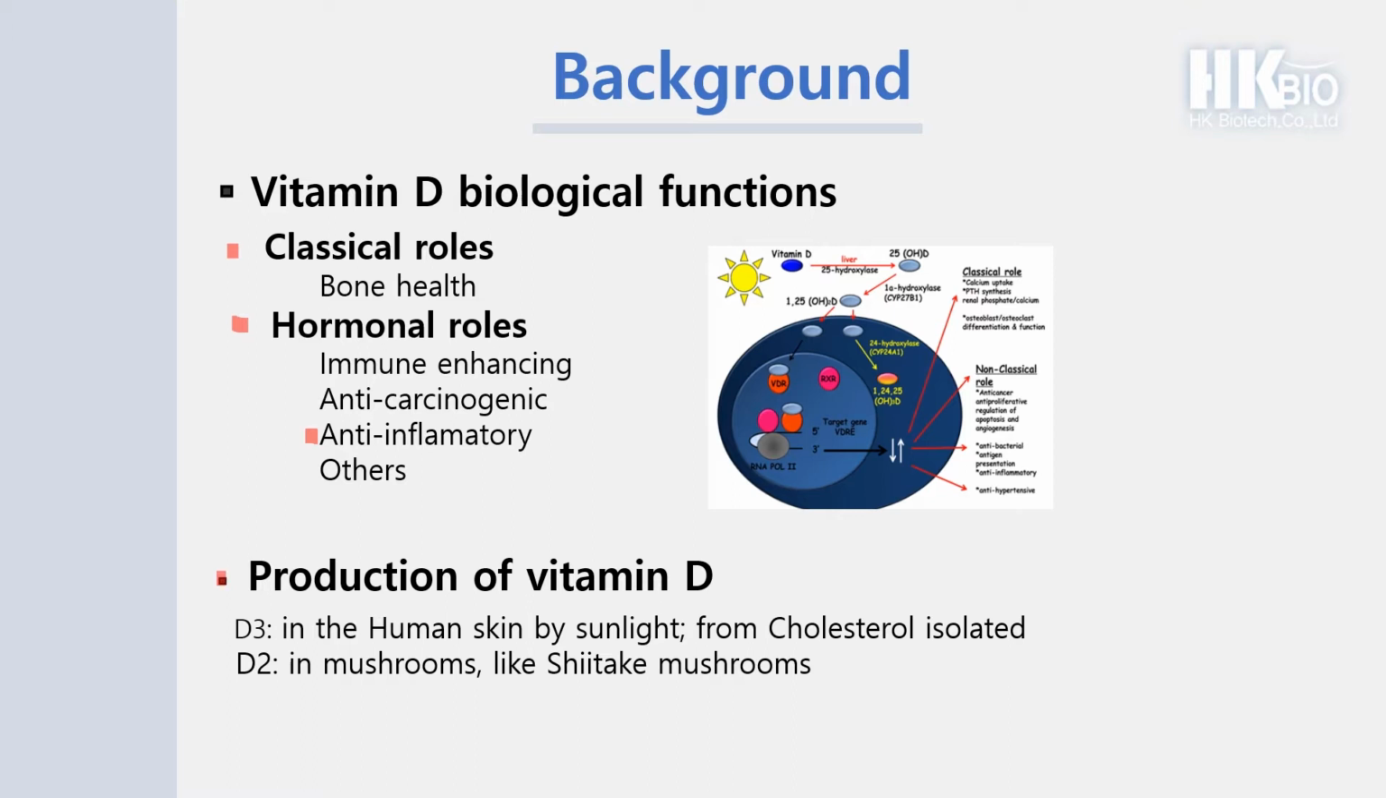Now move to two types of vitamin D synthesis. Vitamin D3 is synthesized by sunlight in your skin, and it can be synthesized from cholesterol isolated from goat wool. Vitamin D2 is synthesized from ergosterol from mushrooms such as Shiitake mushrooms. Today, I'll use the Shiitake mushrooms to synthesize vitamin D2. Okay, let's discuss this process.